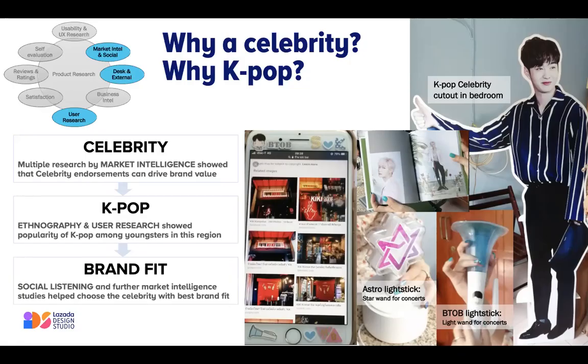But then how did we come up with Lee Min-ho? That was based on social listening and further market intelligence studies, which helped us choose the celebrity with the best brand fit, and obviously somebody who was not a brand fit for the competition. That is also important. They had some studies, and we can perhaps one day talk about it, because these are all a full study on their own. So, talking about Lee Min-ho and celebrities, most of you have seen him through our 11/11 campaign, right?